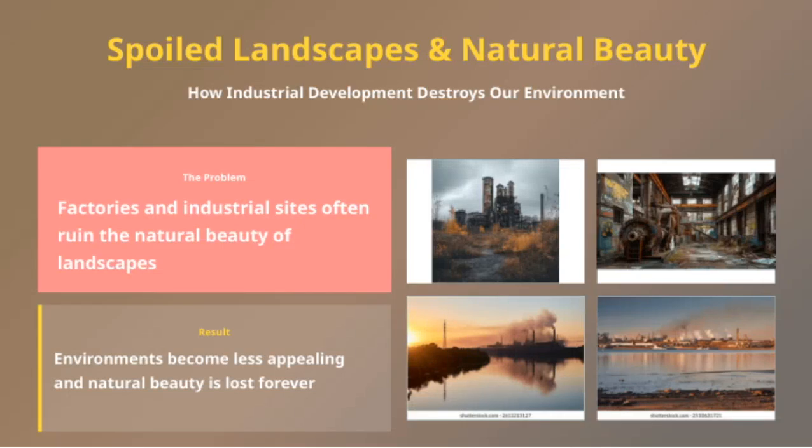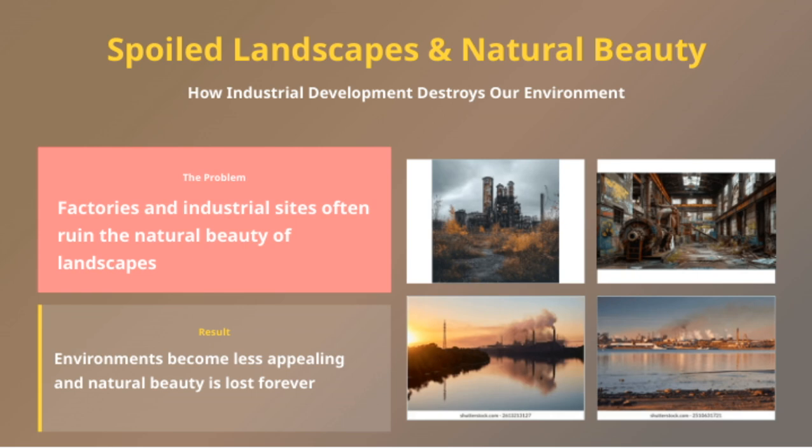Environments often become less appealing as industrial development takes over, and unfortunately, this means that natural beauty can be lost forever. When factories and industrial sites are built, they tend to disrupt the natural landscape, sometimes permanently ruining the scenery that people once enjoyed. This slide highlights a key problem: how industrial development can severely damage our environment. We see how these sites can spoil landscapes, turning once pristine and beautiful areas into industrial zones. It's important to recognize that this isn't just about aesthetics. It's about preserving the natural world for future generations.